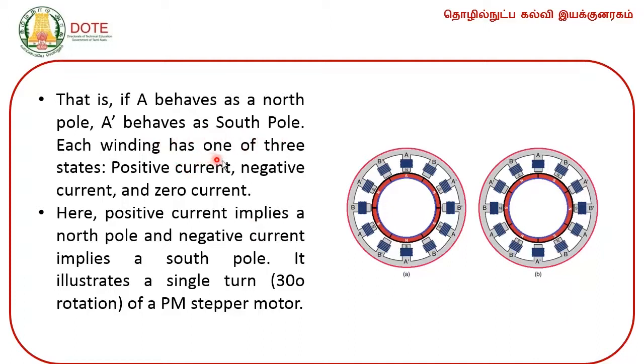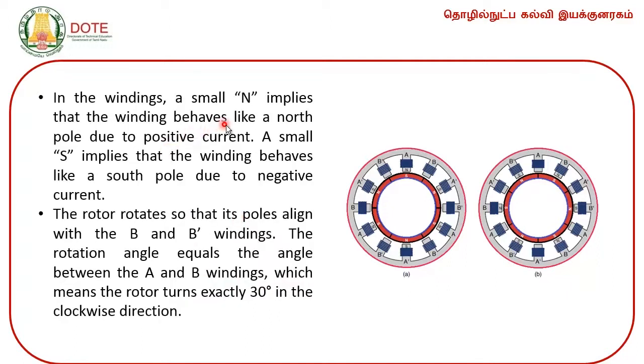Each winding has one of 3 states: positive current, negative current and 0 current. Here positive current implies a north pole and negative current implies a south pole. The figure illustrates a single-turn 30-degree rotation of a permanent magnet stepper motor. In the windings, a small n implies that the winding behaves like a north pole due to positive current. A small s implies that the winding behaves like a south pole due to negative current.